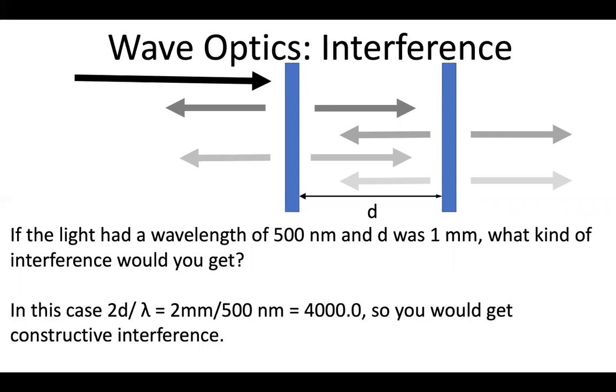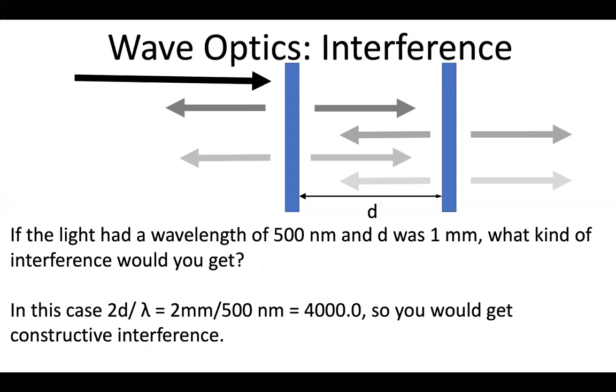Well, calculate it. 2D is 2 millimeters. Lambda is 500 nanometers. Divide those two, you get 4,000 even. That's an integer. So you would get constructive interference.